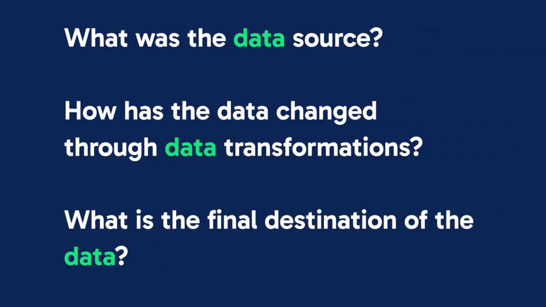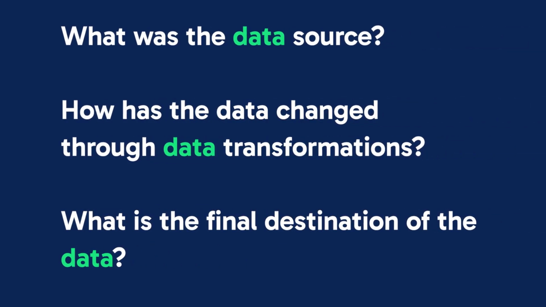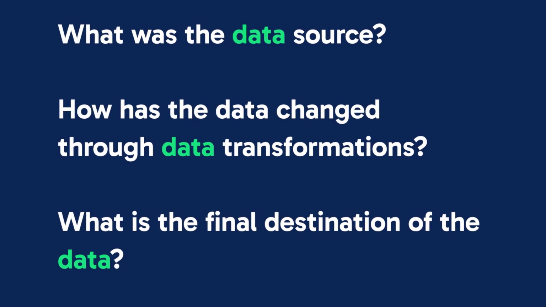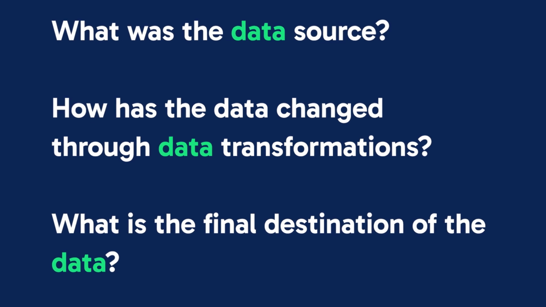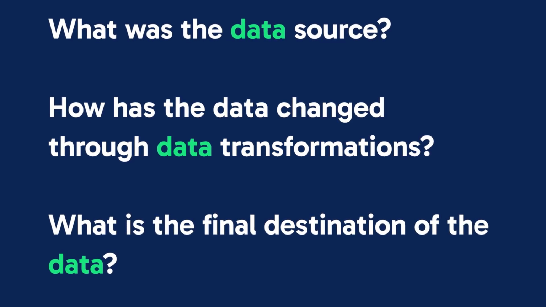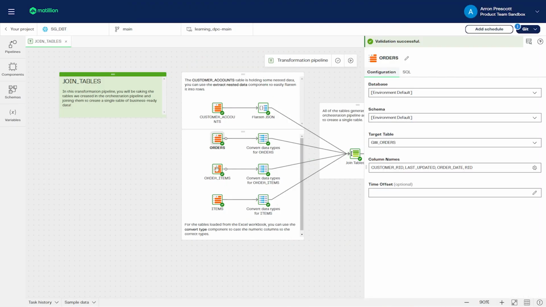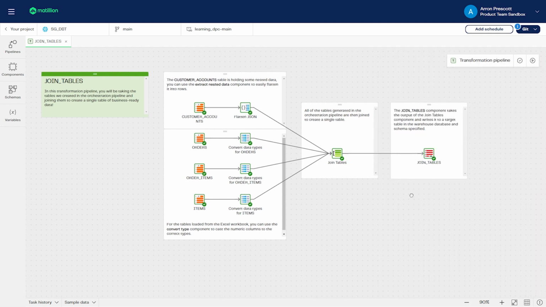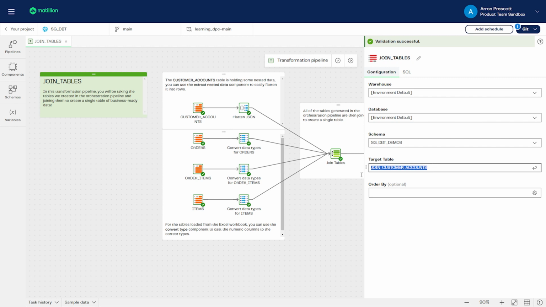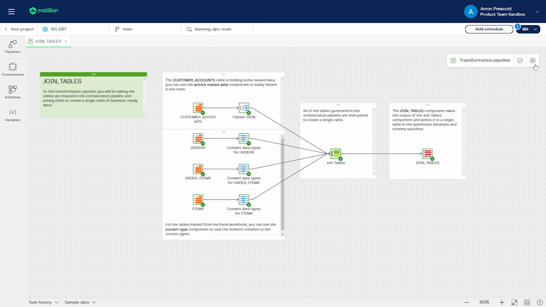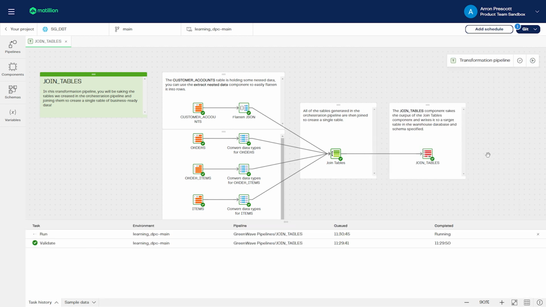By using Data Lineage in the Data Productivity Cloud, we can find out what was the data source, how the data has changed through transformations, and what the final destination of the data is. In this example, we'll run a pipeline that transforms some customer data, joins it together, and outputs it to a new table. Then we'll look at the data lineage for our new table.